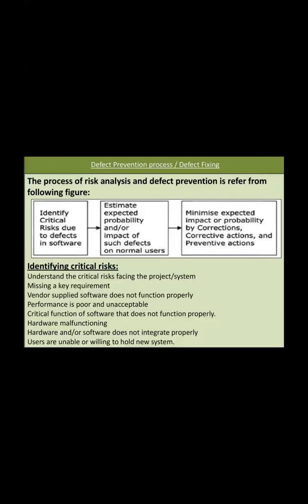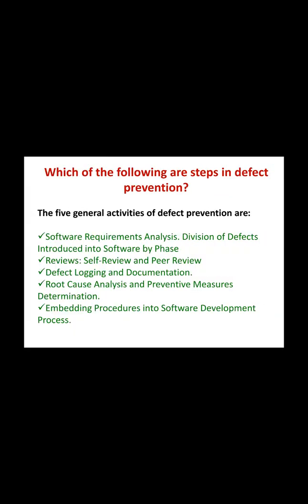So any doubt? So the following are the steps in defect prevention. Once you have found the defect and eliminated it, you need to prevent the defect. What are the steps we need to follow to prevent the defect in software defect prevention? Five general activities for defect prevention are software requirements analysis and division of defects introduced into software by phase.